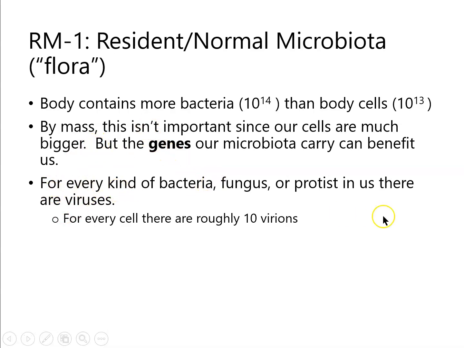Additionally, for every organism that exists on Earth, there is some kind of virus that infects it. And for every cell, there are roughly 10 virions. So virions are more common than cells of any type. Anywhere in the world, in any environment, there are more virions than cells.